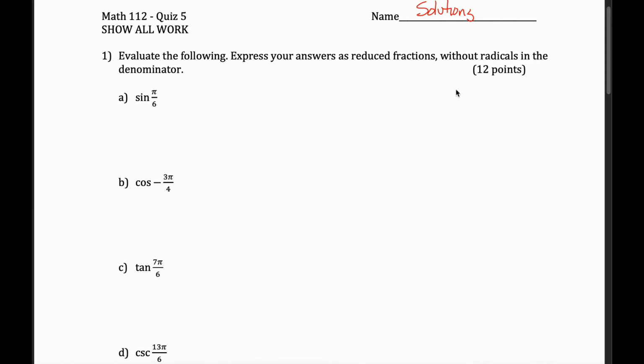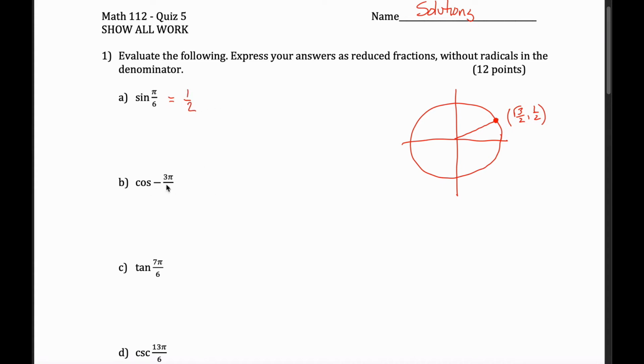The first one is asking you for the sine of pi over 6. So what you need to know is that on your unit circle, pi over 6 is talking about the point that's somewhere over here. And the coordinates of this point are root 3 over 2 and 1/2 respectively. And since we're talking about the sine of pi over 6, we want the y coordinate of this point, which is 1/2. Thus, the sine of pi over 6 is just 1/2.